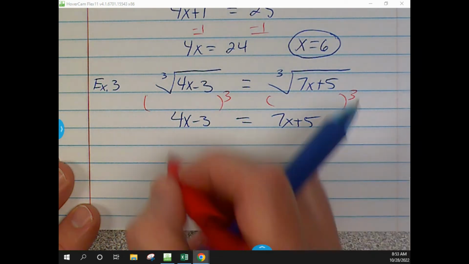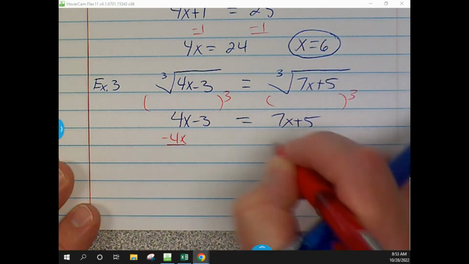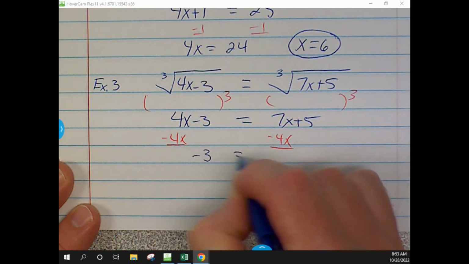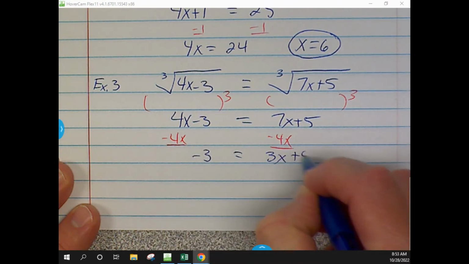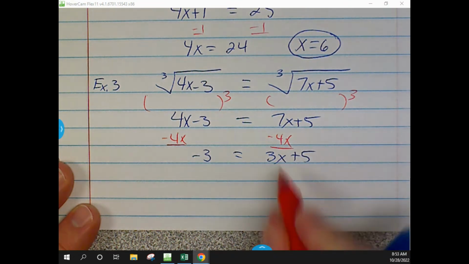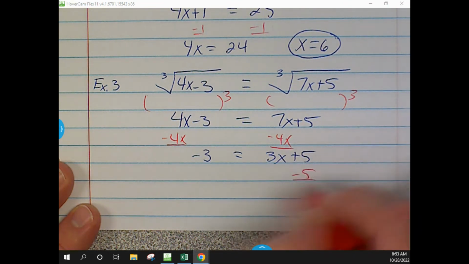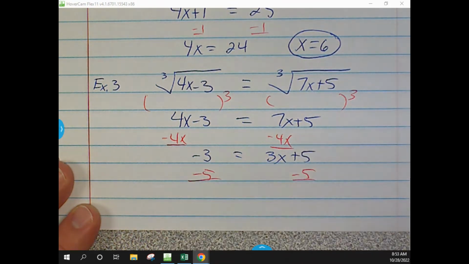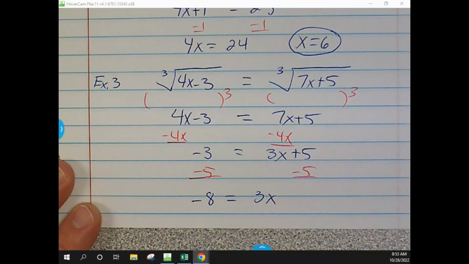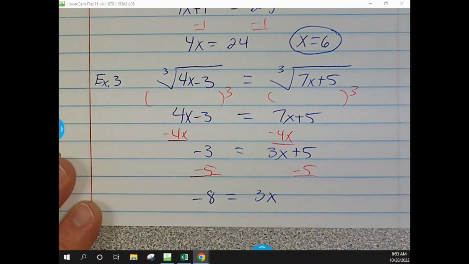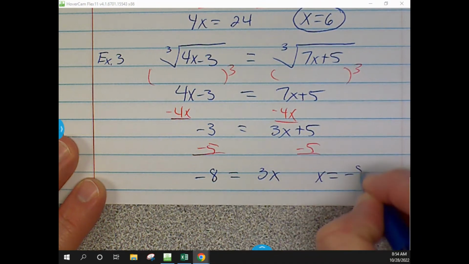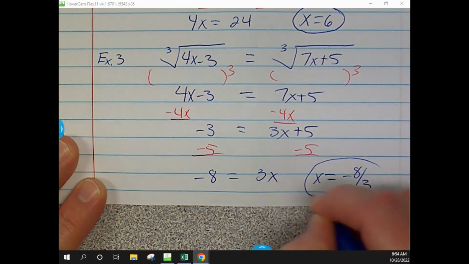And again, I like to get rid of the smaller amount of x's to try to make this thing positive if at all possible. So if the x is over here, we'll move the 5 over here to the left. And then lastly, go back and divide by 3, and right at the bottom of the paper. So we'll put that answer over here. So x would equal negative 8/3.